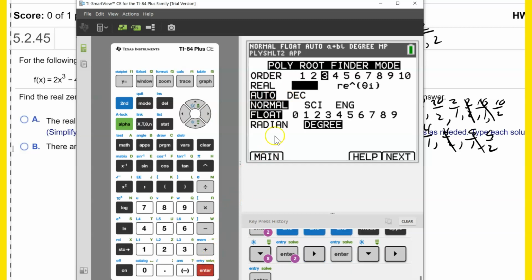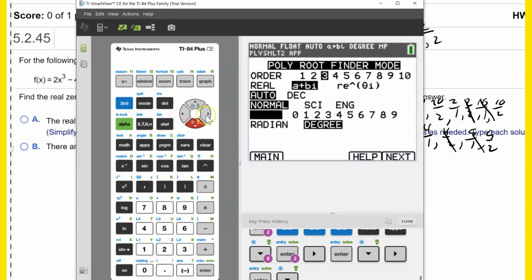Usually I like to have the real and the imaginary solutions be given to me. The next line, you can have it give you a decimal or just automatically choose for itself whether to give you a decimal or a fraction for the answer. The next one, you can have it give you the answer as a normal number, a scientific notation number, or whatever ENG stands for. I'm not real sure. English notation of some sort.